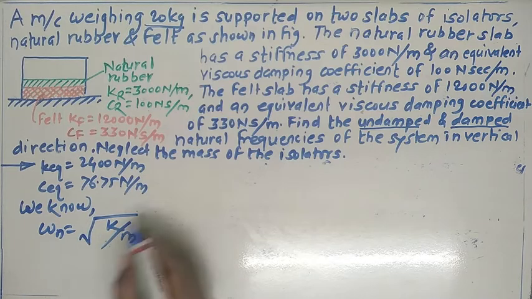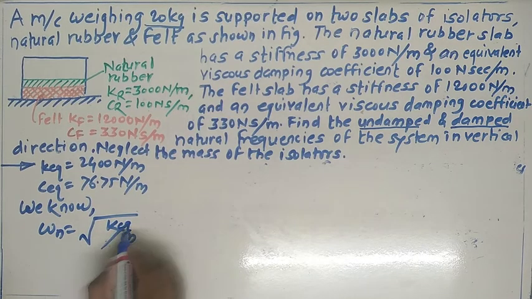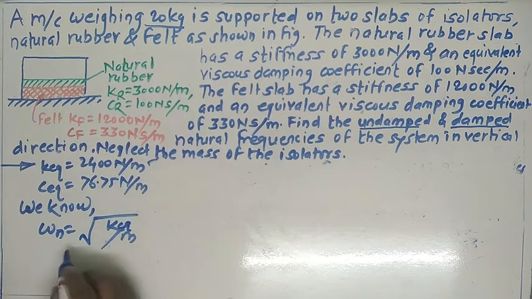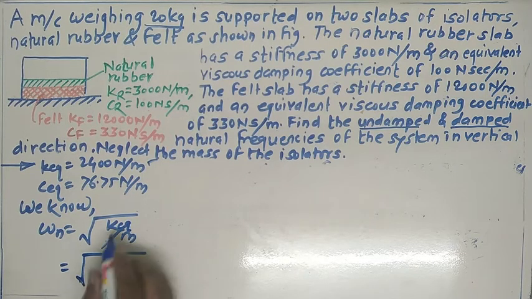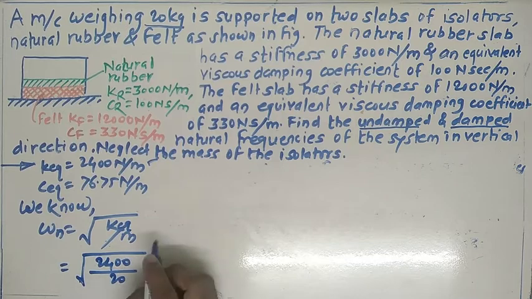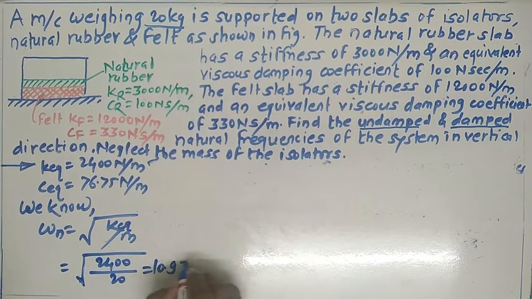Okay, so what about this k equivalent value? Already this one is with us. Just substitute in the given relation: 2400 by mass, which is 20 kilogram. If you simplify this, what do we get here? 10.954 radian per second. Okay, now next one.